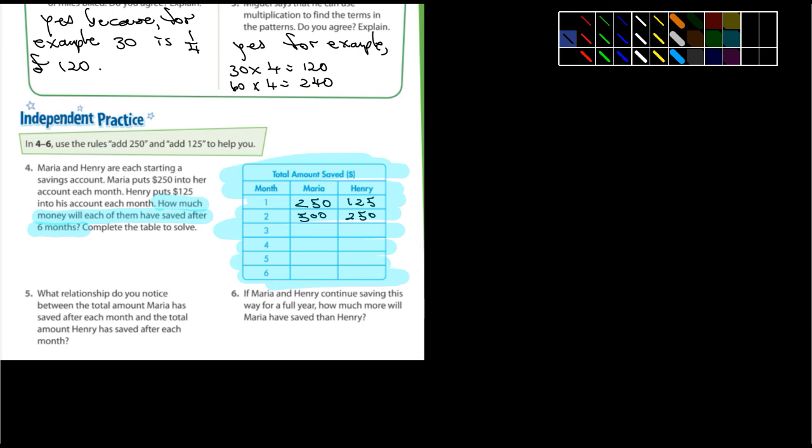What's the relationship that you notice between the total amounts Maria has saved after each month and the total amount Henry has saved? Yeah, I like that one too. You'll have to tell me that. What's the relationship? And then finally, if Maria and Henry continue saving this way for a full year, how much more will Maria have saved than Henry? I like that one too. Oh my gosh. Yeah, there we go. Remember, there's 12 months in a year.